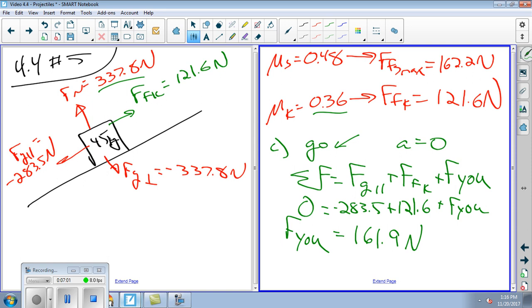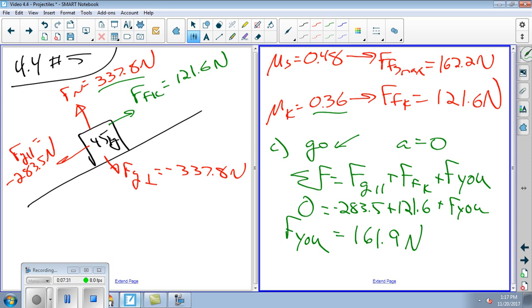So F, if you're trying to get the box sliding up the ramp, it says it's at rest at the bottom. If you're trying to get it to go up the ramp, what two forces do you have to overcome, AJ? Not if you're trying to get it moving. To get it moving, you have to overcome static and the parallel component. So just add those together. Does that make sense? Not yet. Okay. So that's F.